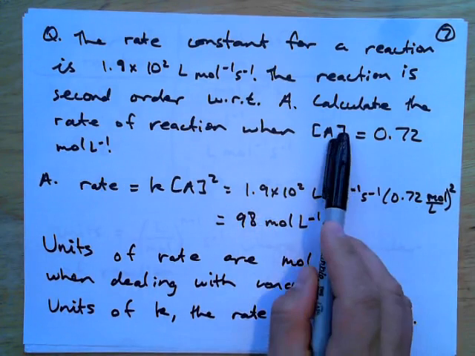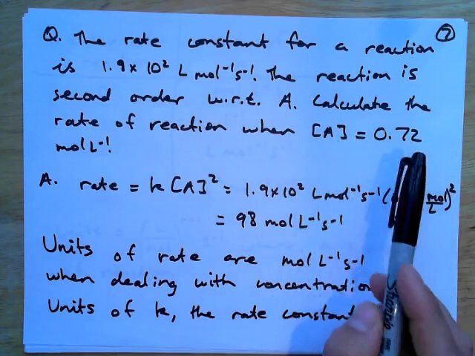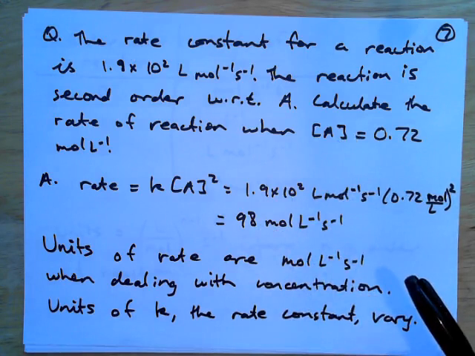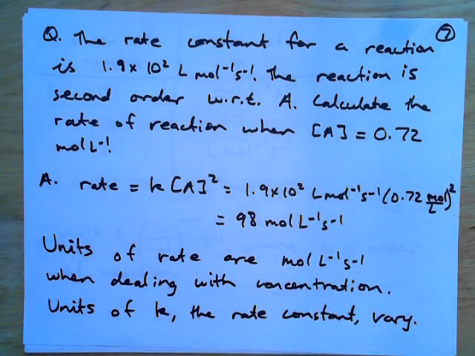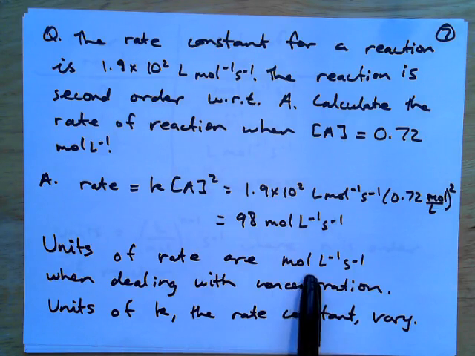As that A concentration varies, as it will over time, this will also vary. In this case, it will decrease. So the units of rate are always mole per litre per second. They can vary depending on the context you're using, but for our purposes, they'll always be moles per litre per second when you're dealing with concentration, at least. If you're dealing with partial pressure, then you'll have different units, which would be atmospheres per second.